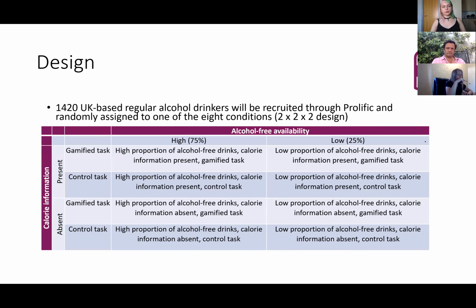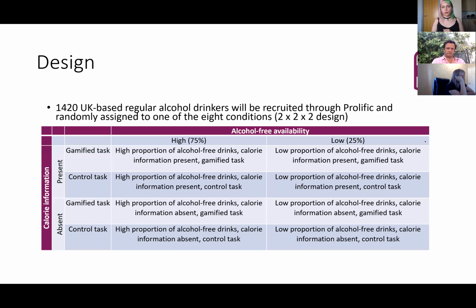So first of all, the design. We will recruit 1,420 UK-based regular alcohol drinkers through Prolific and then run the actual experiment on Qualtrics. And we randomly assign participants to one of the 8 conditions. So we will manipulate the alcohol-free availability, calorie information, and whether the task is gamified.